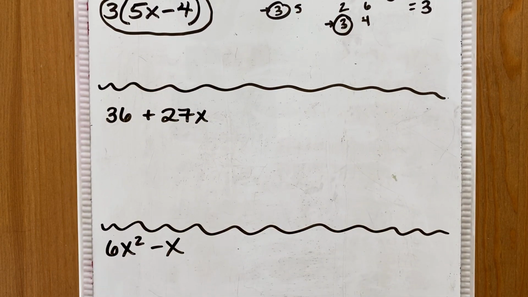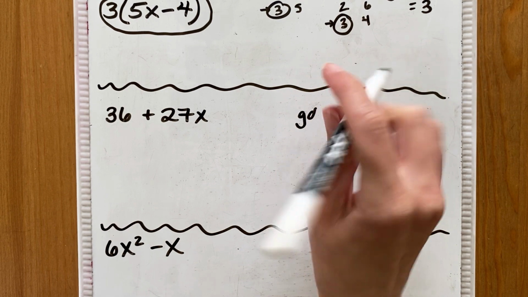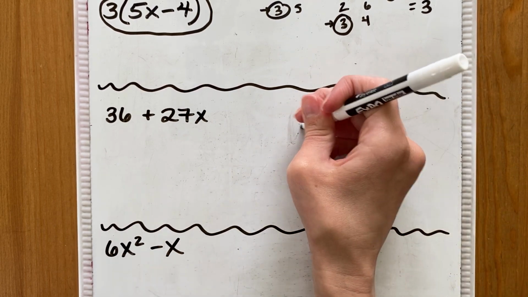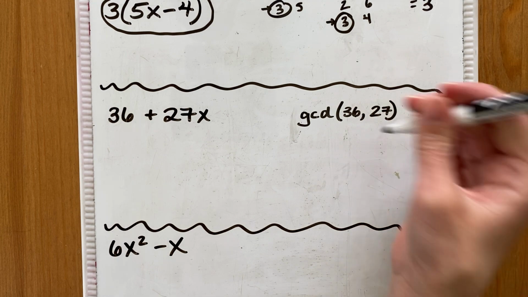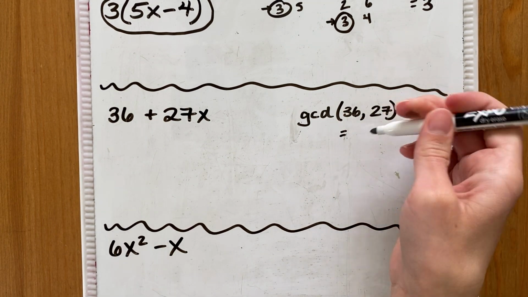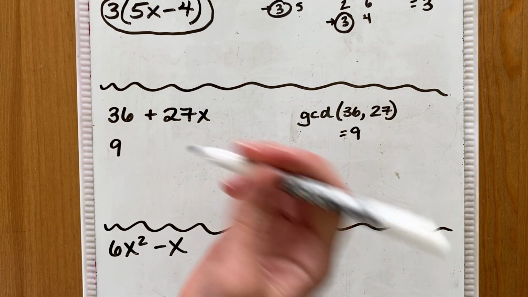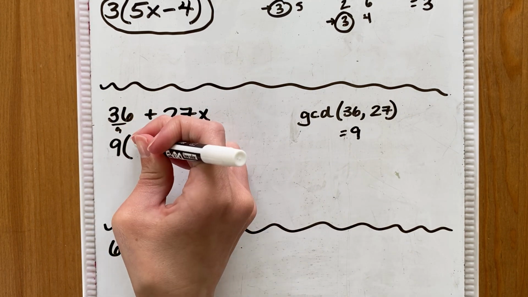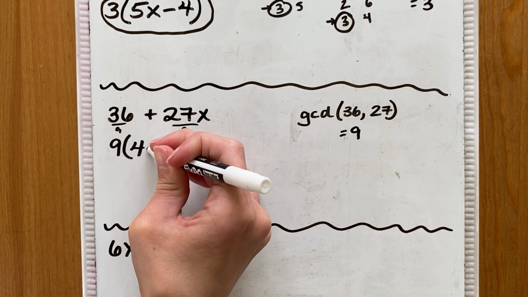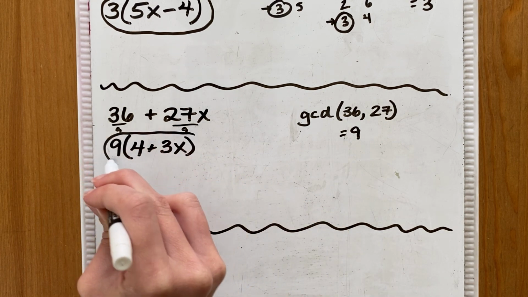Now, Delta Math also sometimes puts these backwards with the variable in the back. It doesn't change how it works. So if I was going to do this using Desmos, it would look like GCD 36, 27. And Desmos should tell you that your GCF is 9. So I'm going to start with 9, and I'm going to divide that out of both pieces here. 36 divided by 9 is 4. 27 divided by 9 is 3, and this x will just come down. And that makes this my final answer.